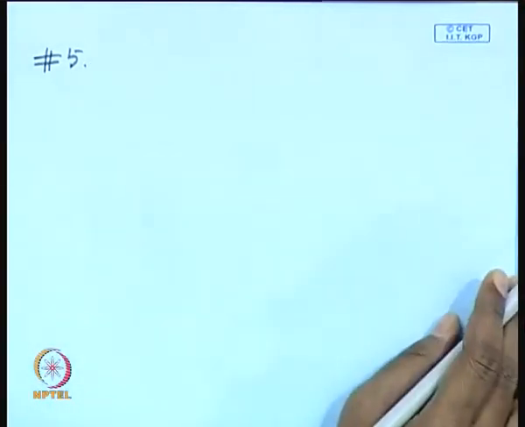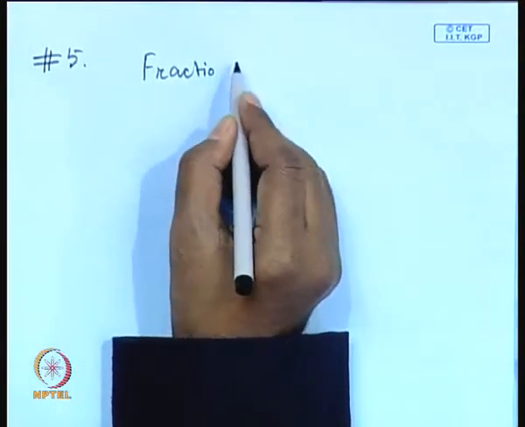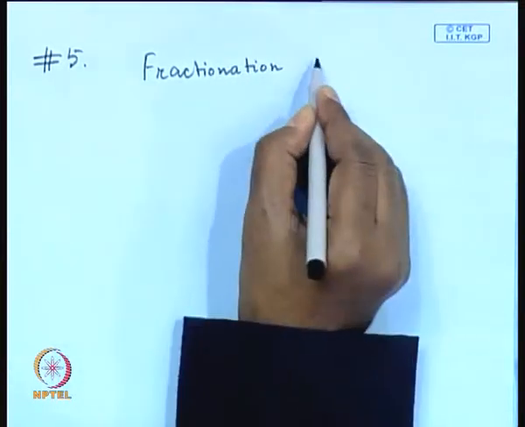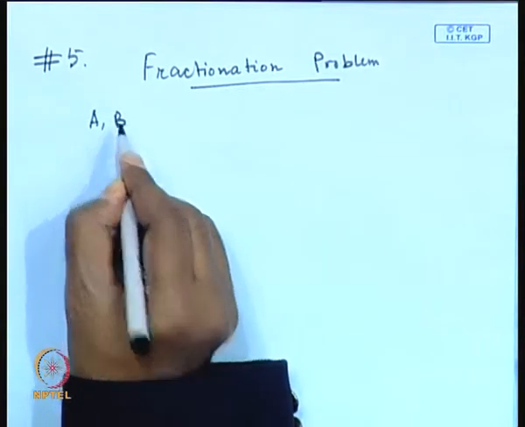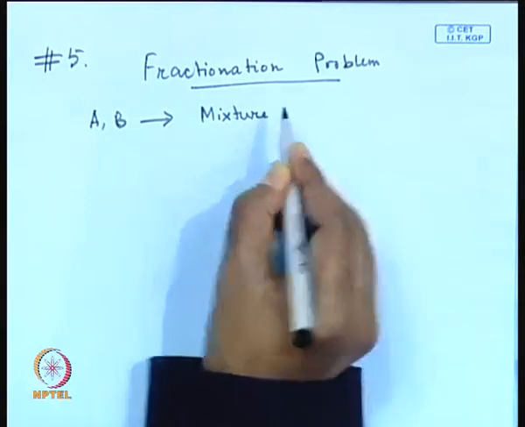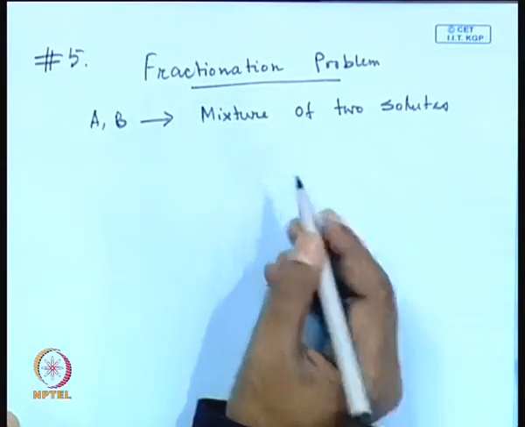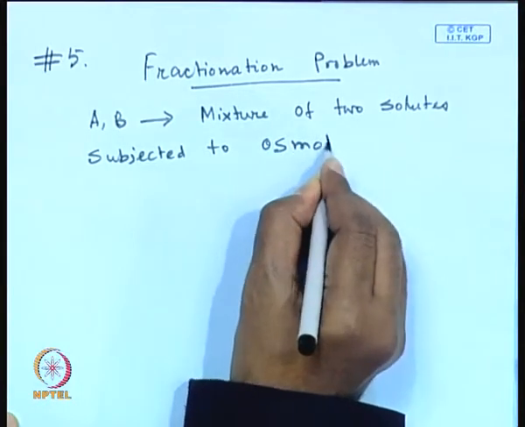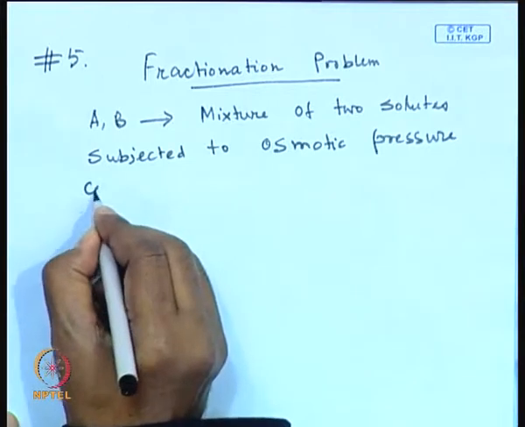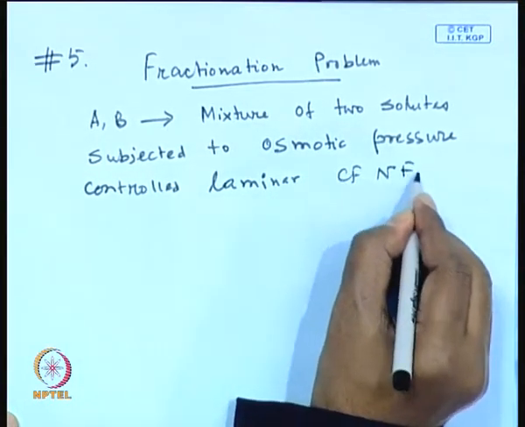The next problem that we are going to solve is a problem of a mixture of two solutes. It is basically a fractionation problem. Till now we have talked about a separation and concentration problem. Now we are talking about a fractionation problem. A mixture of two solutes A and B are subjected to osmotic pressure controlled laminar cross flow nanofiltration. Okay.